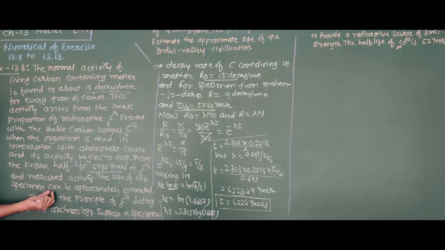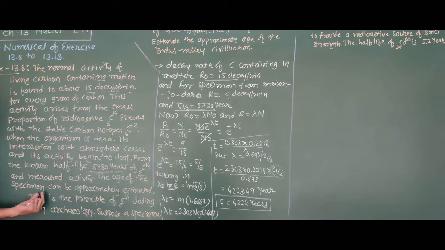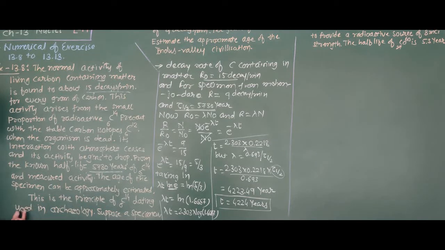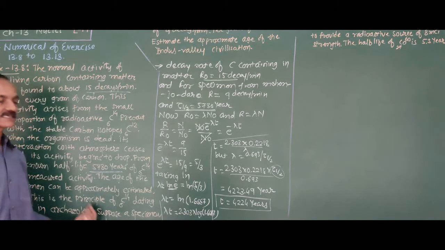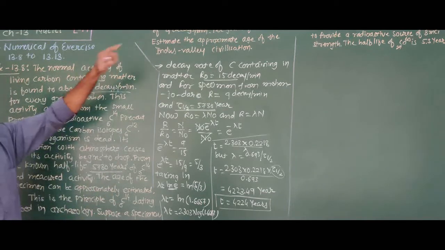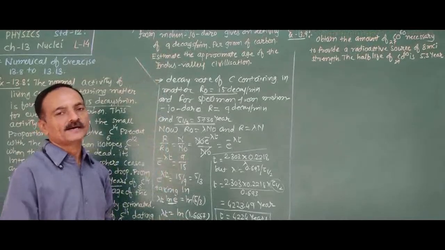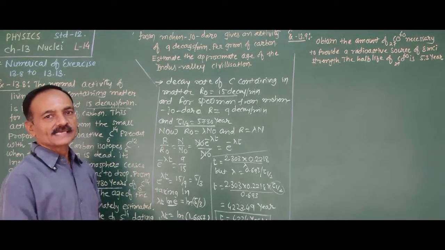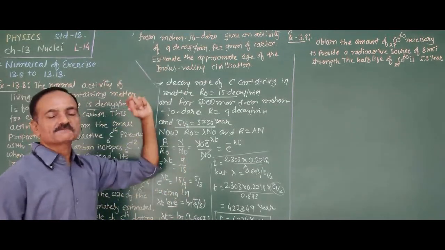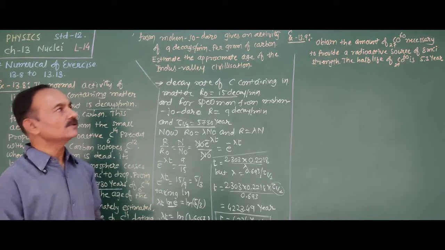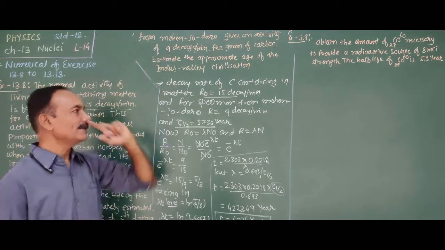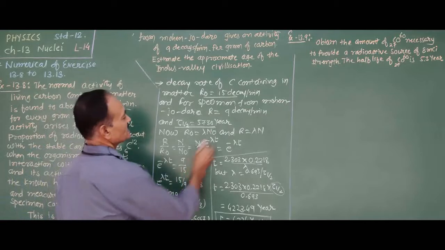We have to find out how old the given specimen is. This is the principle of carbon C-14 dating used in archaeology. Suppose a specimen from Mohenjo-daro gives an activity of 9 decays per minute. That means at present the activity of this specimen taken from Mohenjo-daro is 9 decays per minute. So that is taken as R.